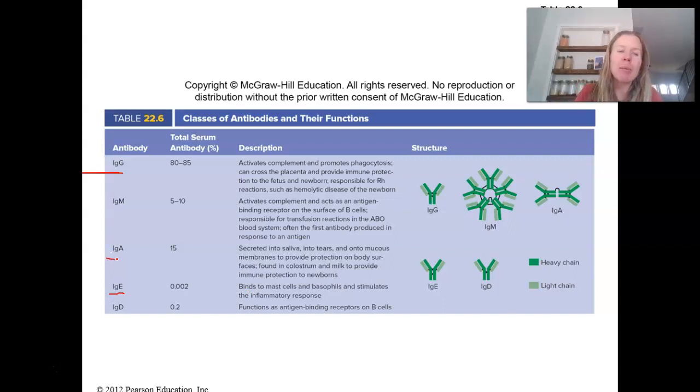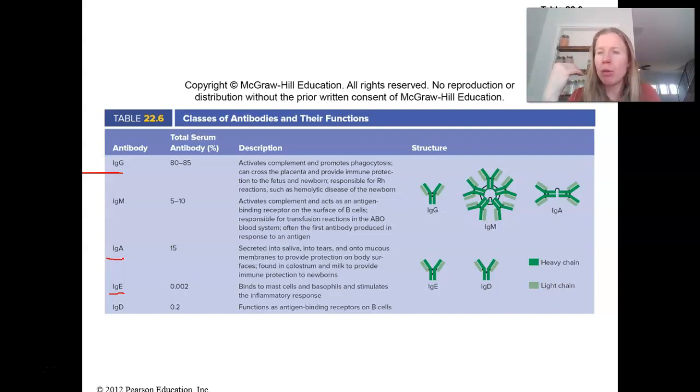It might also be important to note that IgA is the most common antibody found on mucous membranes. So it's in things like saliva and tears, on all these mucous membranes. It actually crosses to a baby through breast milk.